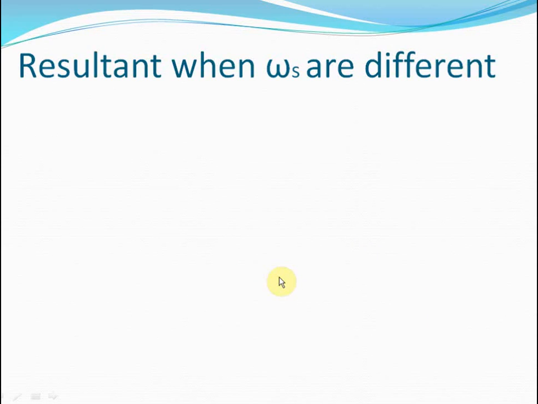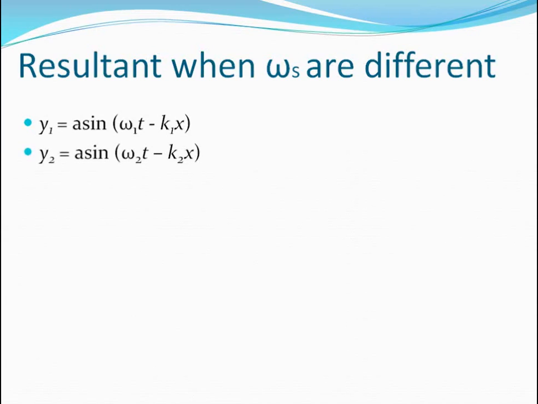So up till now we had talked about constructive interference, destructive interference, we had calculated the equation of the resultant wave, but all that was when the frequency of the two interacting waves was the same and the wavelength of the two interacting waves was the same. What will be the final resultant wave when two waves of different frequencies and different wavelengths interact? Let's consider that case. So let's say y1 is a sine omega 1t minus k1x, and let's say y2 is a sine omega 2t minus k2x.